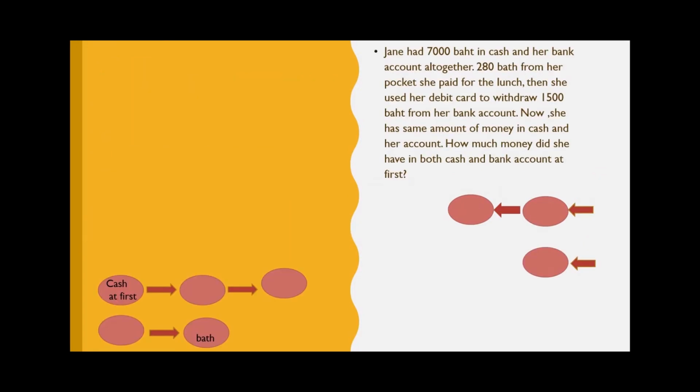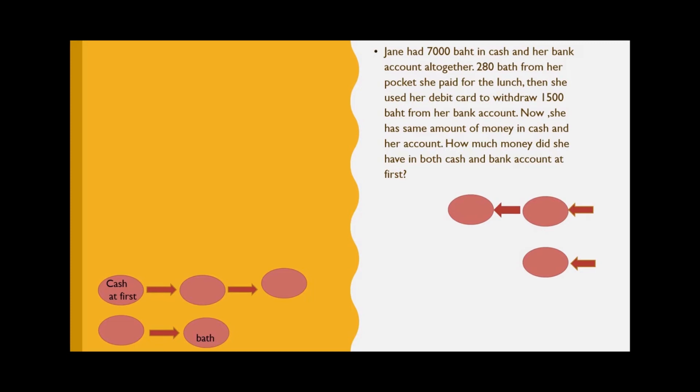Okay, let's do another example. Jane had 7,000 baht in cash and her bank account altogether. From her pocket she paid 218 baht for lunch. Then she used her debit card to withdraw 1,500 baht from her bank account. Now she has the same amount of money in cash and her account. How much money did she have in both cash and bank account at first?